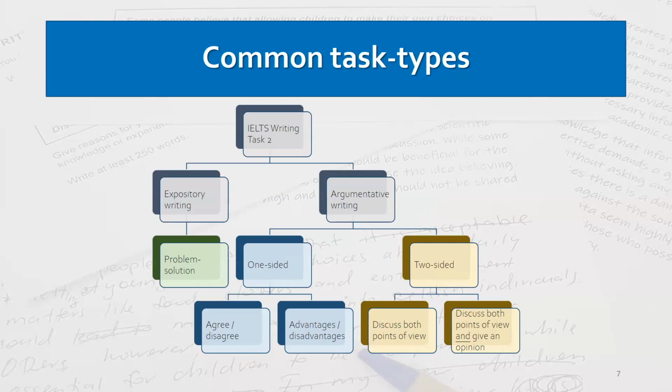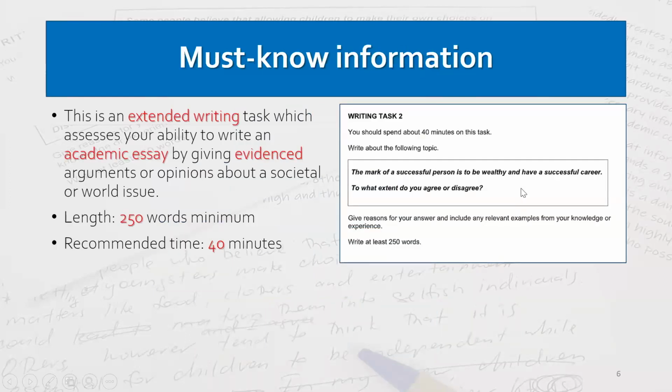Okay, for one-sided argumentative writing, like the one that I've shown you before, you are given a statement, and you are told to express your view on whether you agree or disagree with this statement. It looks like a piece of expository writing, because it requires you to say, for example, I agree with this statement because of 3 reasons. Reason number 1, blah blah blah. Reason number 2, blah blah blah, and reason number 3, blah blah blah.